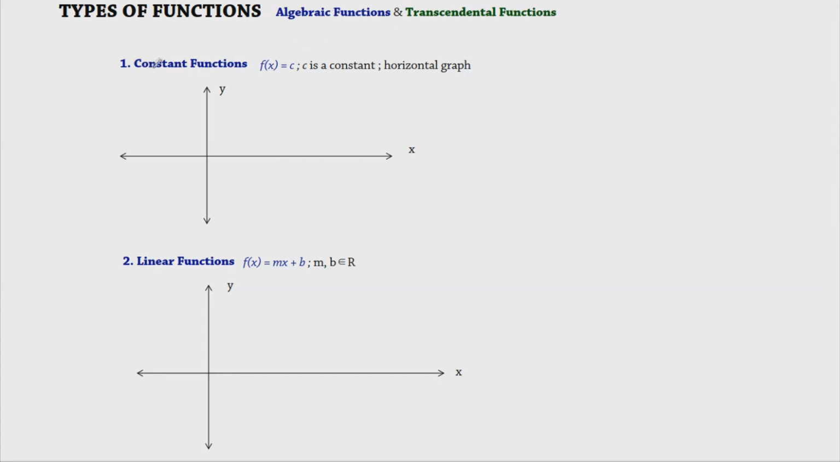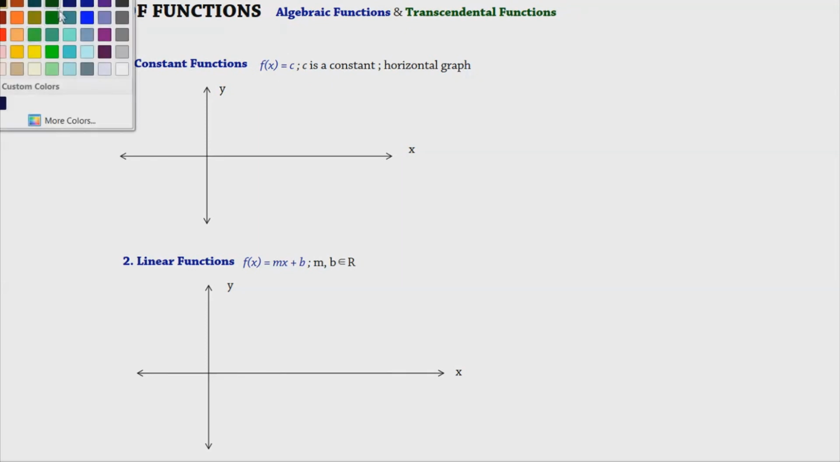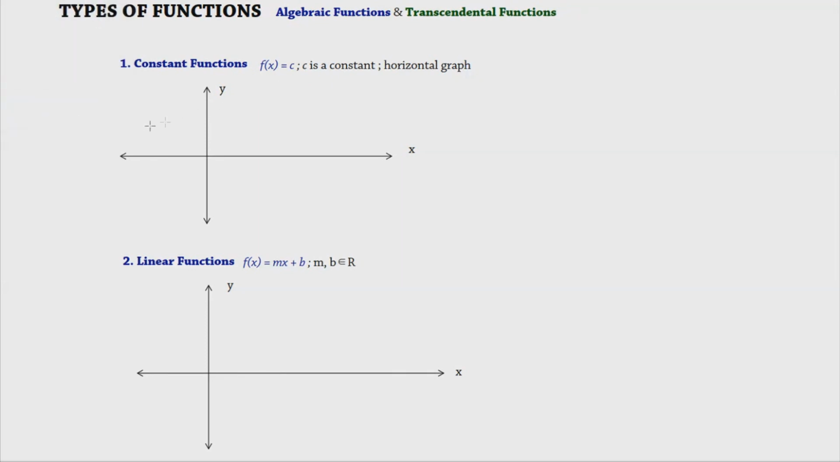And the very first one, or the easiest to remember, is the constant function given by f of x equals c. C is the constant, and it will always produce a horizontal graph. So if I wanted to have some constant function here, this is a constant function. It satisfies all these conditions.